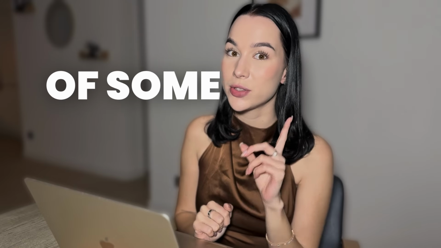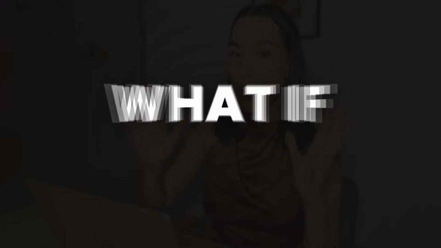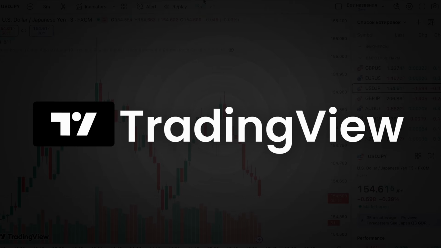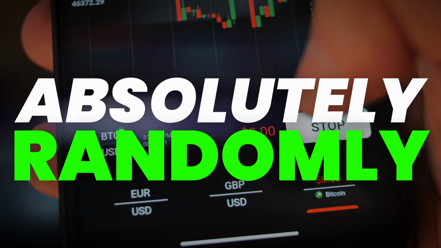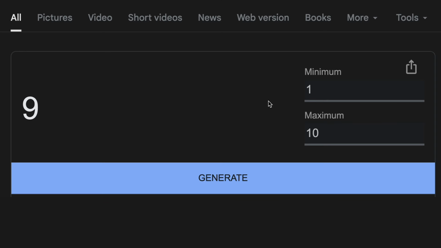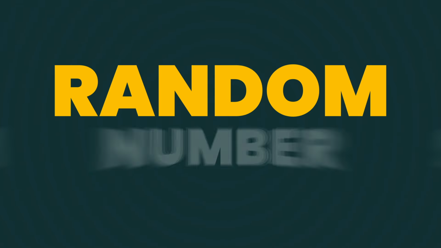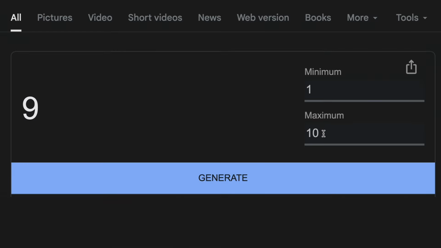I got the idea of a really interesting experiment. What if I just open TradingView and choose 10 currency pairs absolutely randomly, and add them to my favorites list from 1 to 10. After, I will go to the randomizer and ask it to give me an absolutely random number from 1 to 10. For example, he gives me 5.